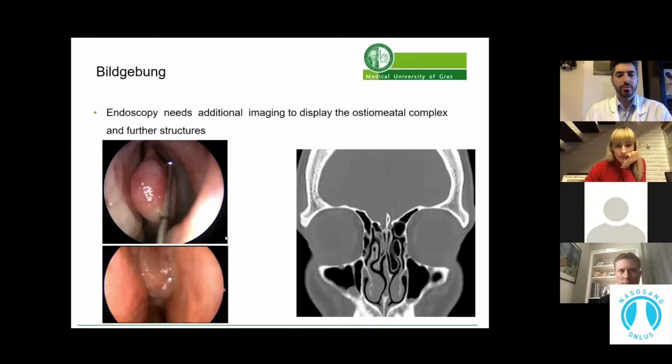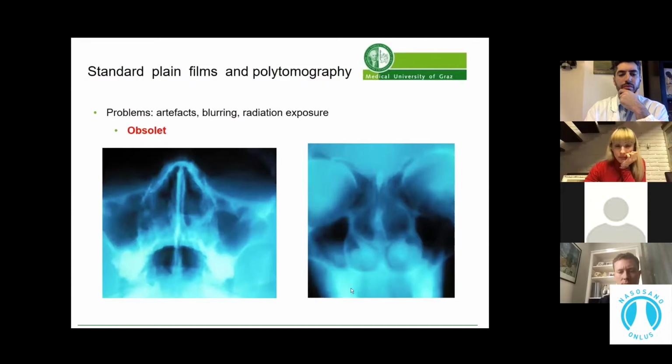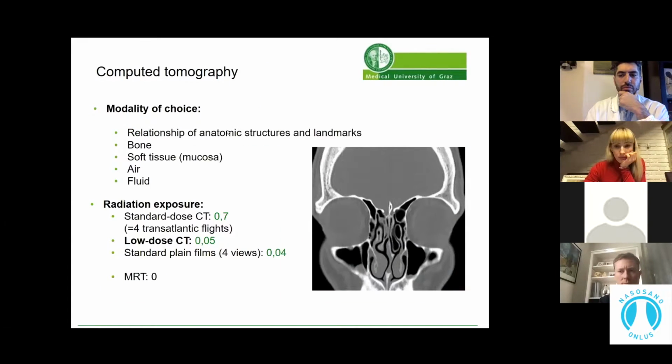So although we love our endoscopes, everyone knows that we need additional imaging to see all different structures for diagnosis and treatment of our paranasal sinus system, especially in FESS procedures. We do not perform standard plain film and polytomography anymore because we have a lot of artifacts, a lot of blurring, and relatively high radiation exposure. We use CT scans as our modality of choice, of course.